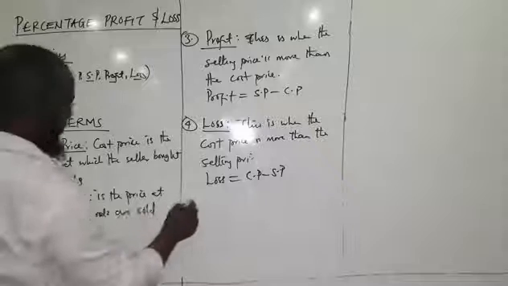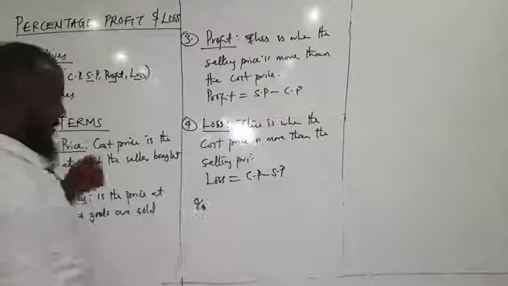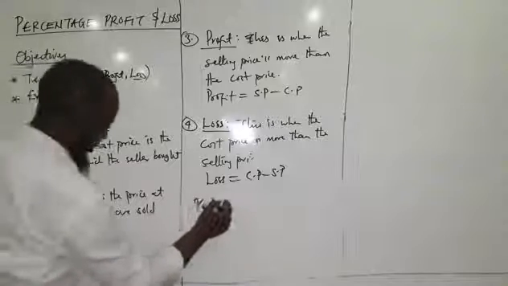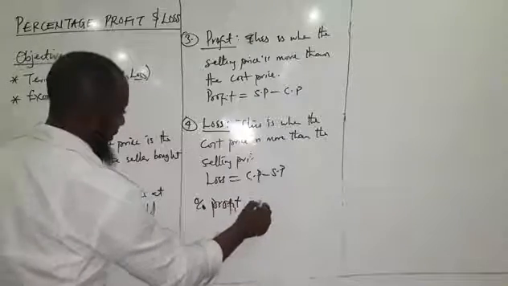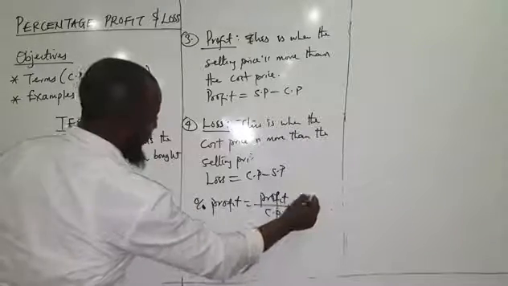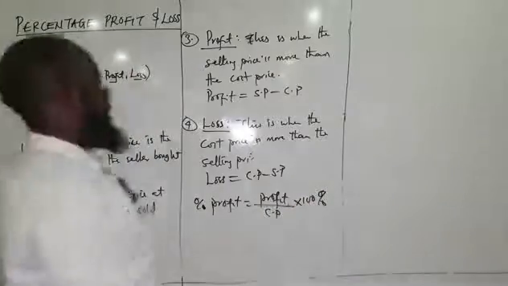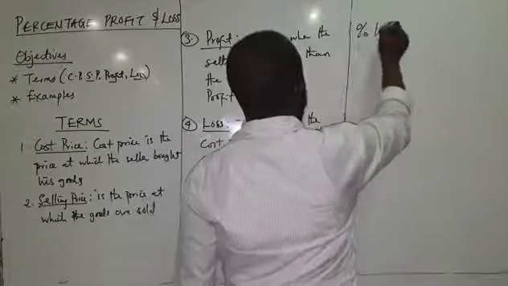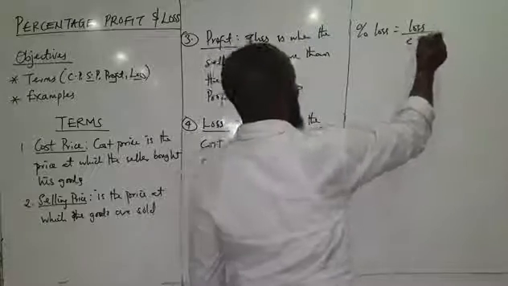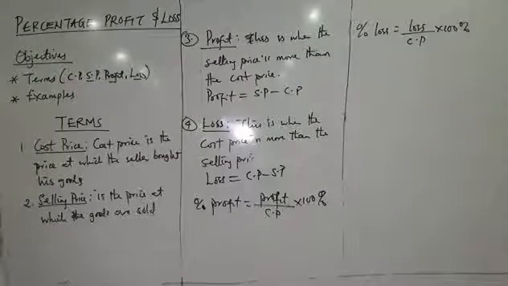Then for the percentage profit, the profit is expressed as what? As percentage of the cost price. So percentage profit will then be the profit divided by the cost price multiplied by what? 100%. While the percentage loss will be what? Loss divided by what? The cost price multiplied by what? 100%. Exactly. So we now look at questions now.